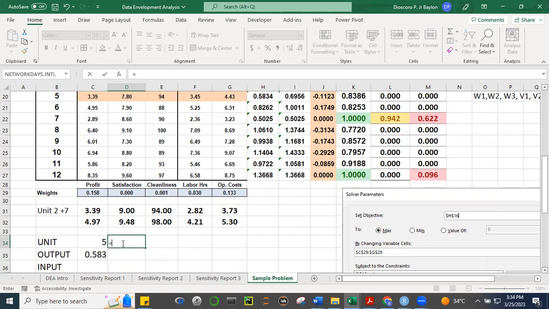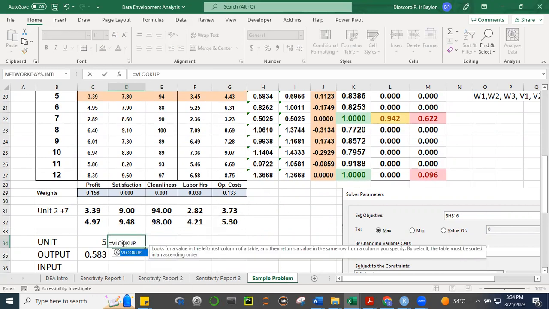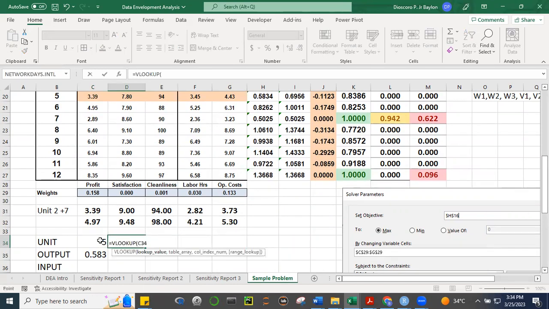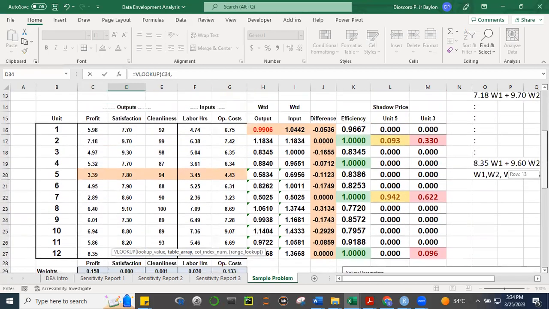I think pwede rin, no? VLOOKUP, C34. Lookup value is this one, and then comma. B to H. Kaso, saan niya hahanapin? B to H, dito. Sir, yes, sir. Tapos, ano, no? B to H? E16. Ay, yung B column, yung table, this one? Yes, sir. Hanggang output. Yung buong, ito, i-highlight. Yes, sir.